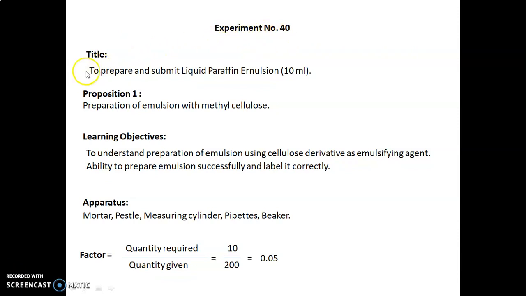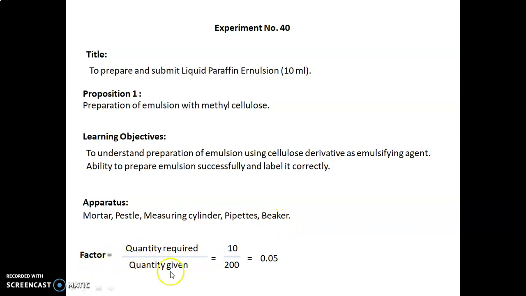Experiment number 40. Title of this experiment is to prepare and submit liquid paraffin emulsion 10 ml. Proposition 1: preparation of emulsion with methyl cellulose. Learning objectives are to understand the preparation of emulsion using a cellulose derivative as the emulsifying agent, and the ability to prepare the emulsion successfully and label it correctly. Apparatus required are mortar, pestle, measuring cylinder, pipettes, beaker.